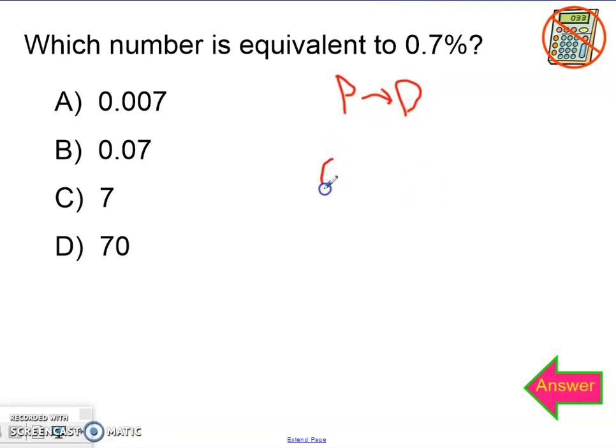To do this, I'm going to take my percent number, 0.7, and I want to move my decimal point 2 places to the left to create a decimal. And I need to fill in my empty place values with a 0 and cross off my original decimal. So when I converted 0.7% to a decimal, I got 0.007, and that would be A.